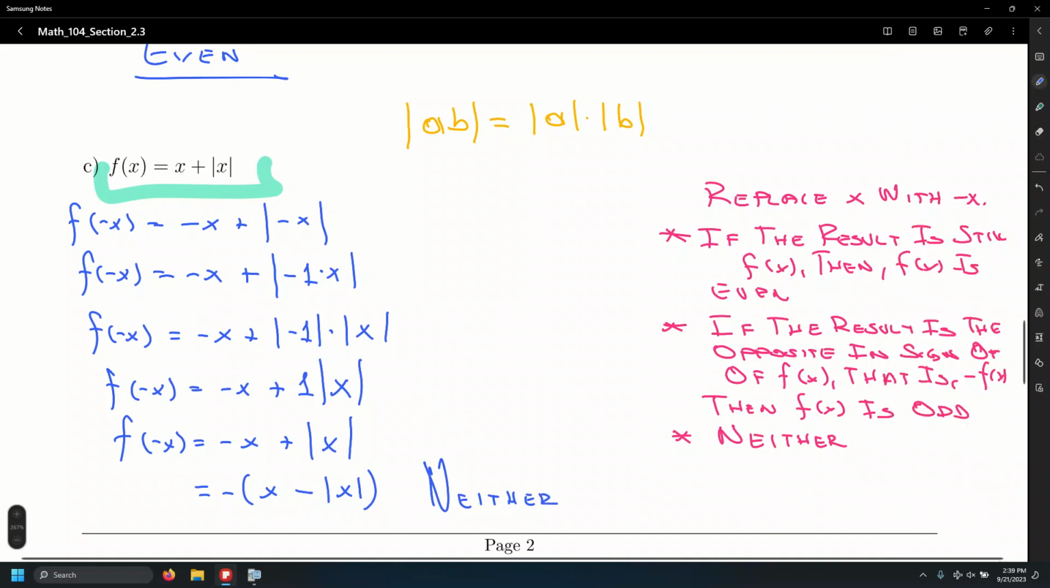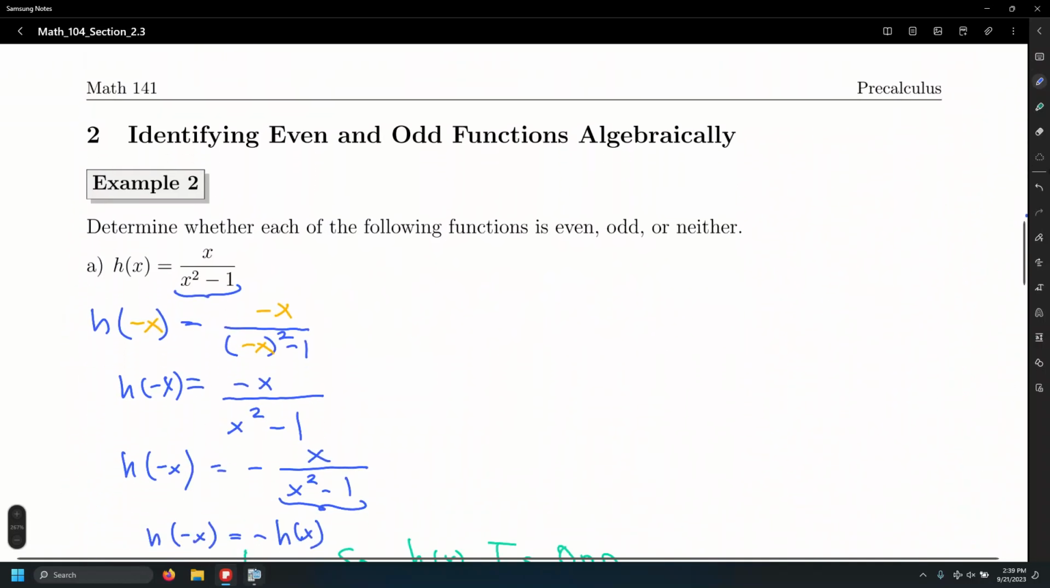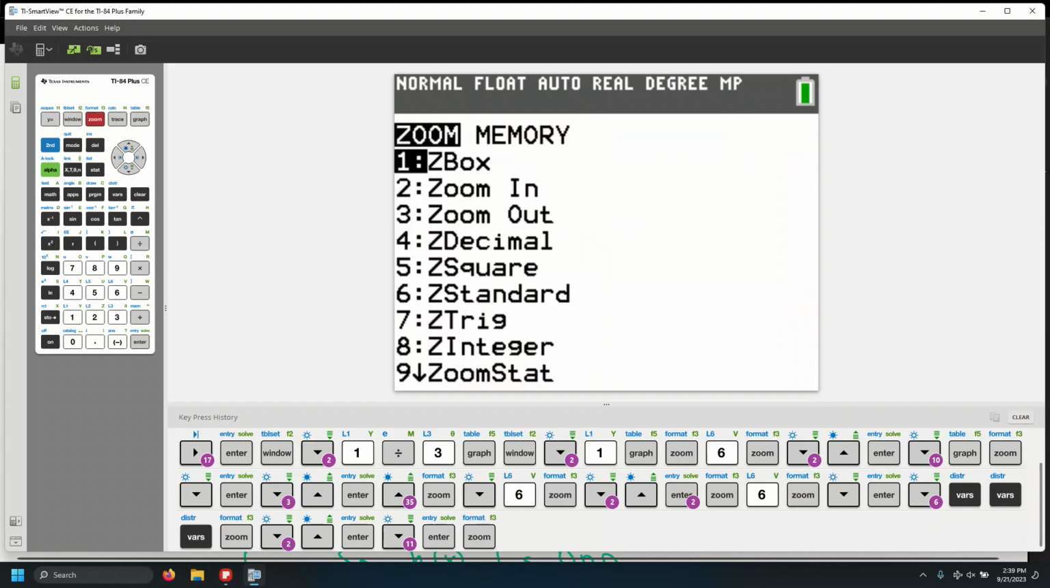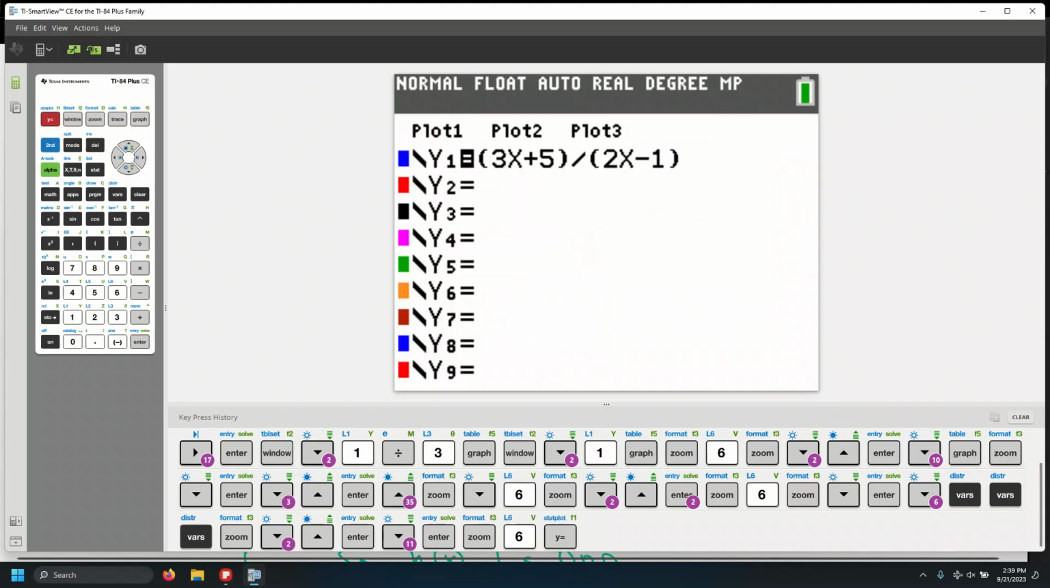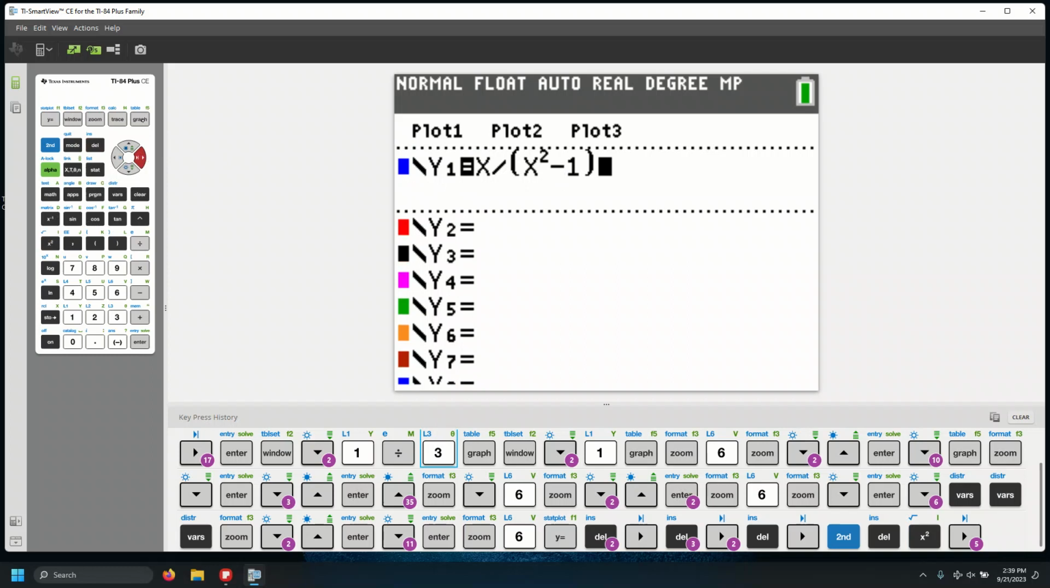All right, how about we have a look at the graphs of these functions so we can verify that parity, the evenness and oddness of the given functions. Let's start with the first one, letter A, x over x squared minus 1. So let me change the function. Let me delete, and that's x over x squared minus 1, using the square key. All right, and let's graph it.